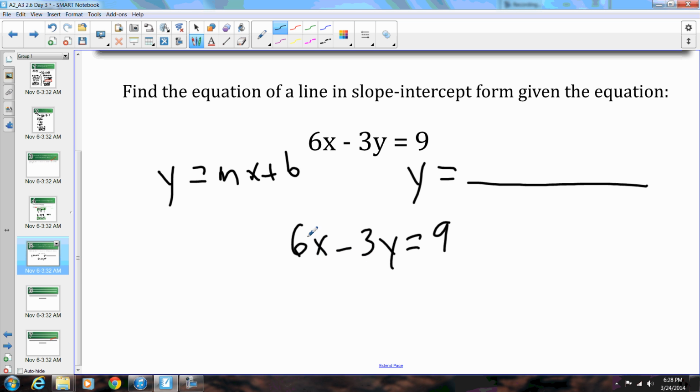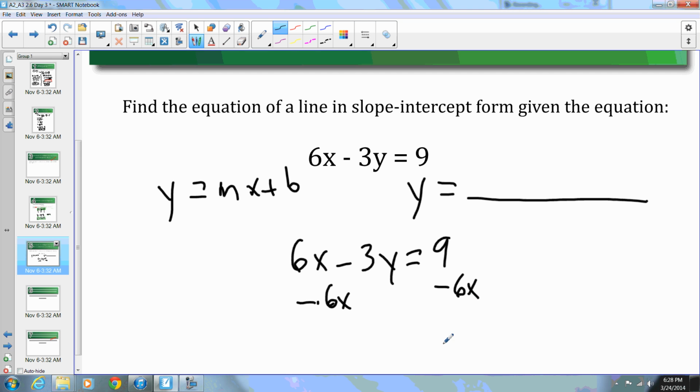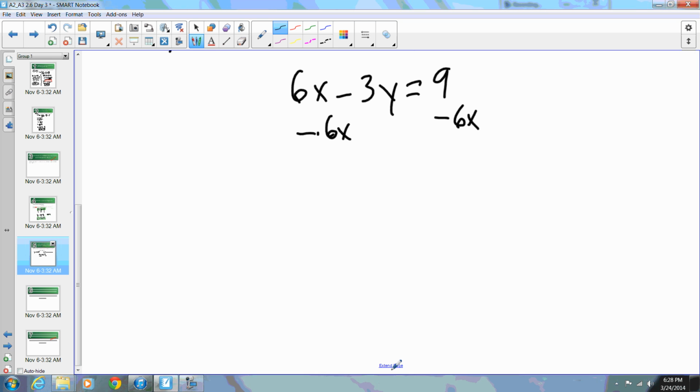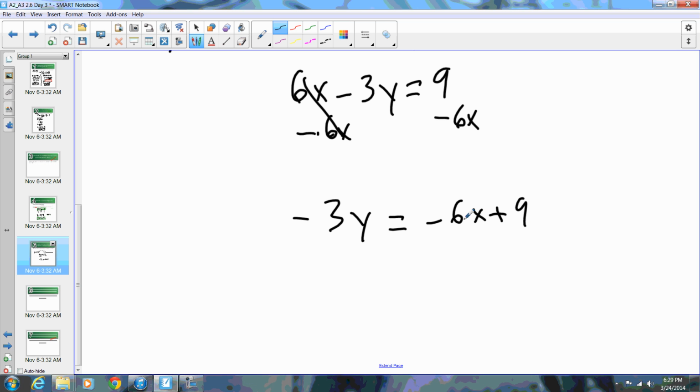So for that reason, I need to get rid of this 6x or any other term that doesn't contain y here. So how do I do that? I subtract 6x from both sides, and my final result, which of course is not final, these add to 0, negative 3y is equal to negative 6x plus 9. Note that I put negative 6x first, because I want to keep the equation as y equals mx plus b, where the x term is first.